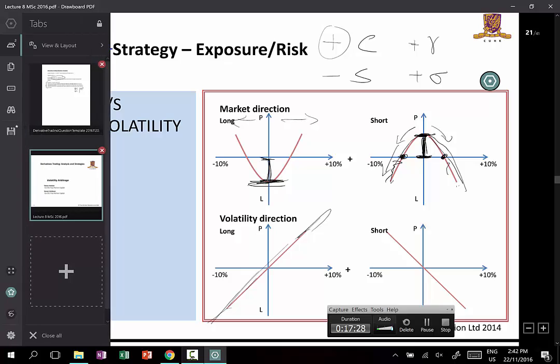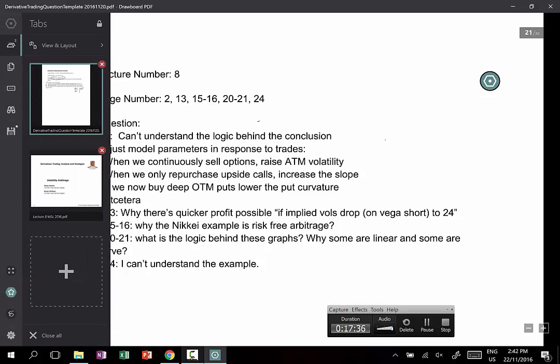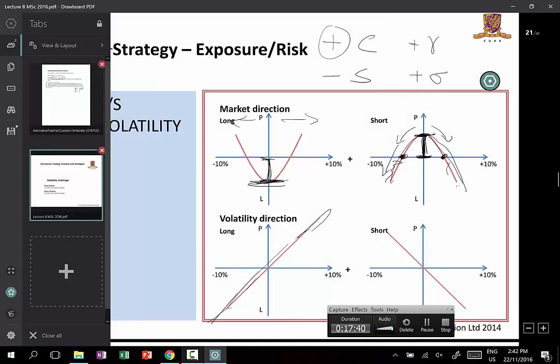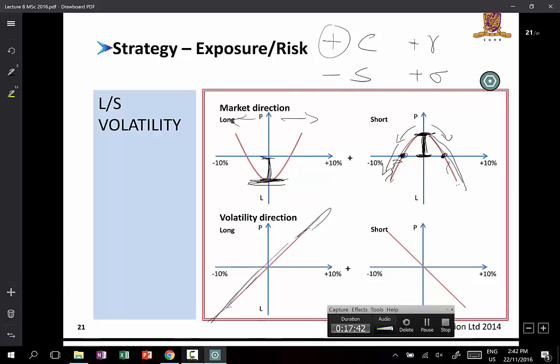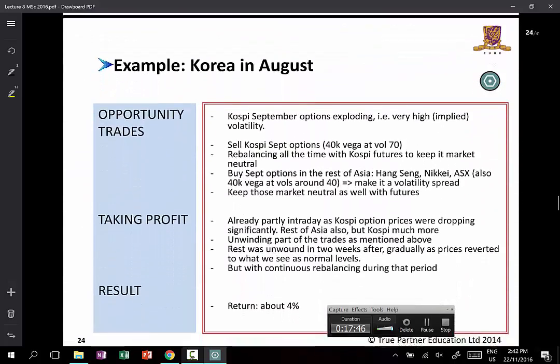All right. What's the next one? Page 24. I cannot understand the example. Now, what's page 24? So 21, 22, 23, 24.